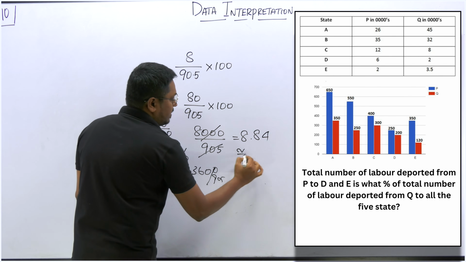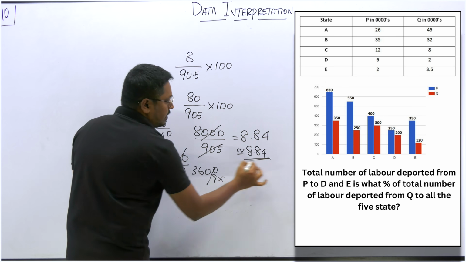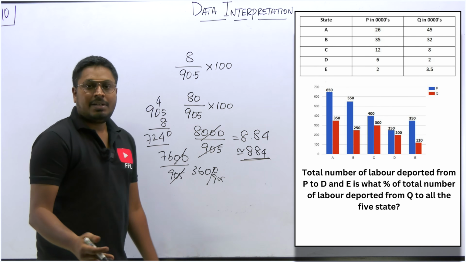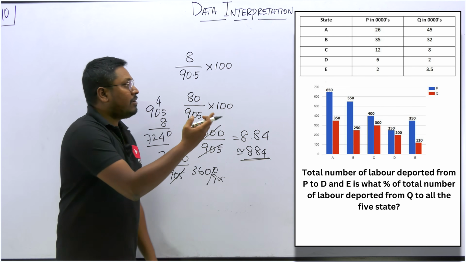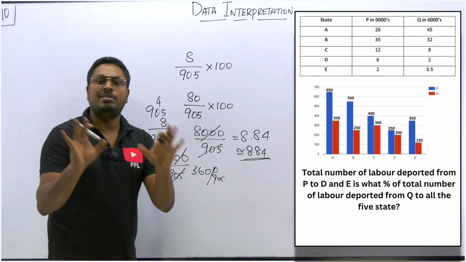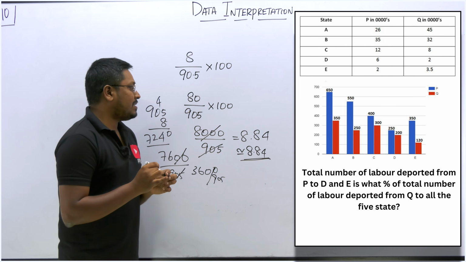Four times approximately we can take 8.84. Right, I'm getting 8.83 something. So we can go with an approximate answer as 8.84 percentage. So I have an answer, 8.84 approximate answer. Got it. So this will be the answer for the question, right?